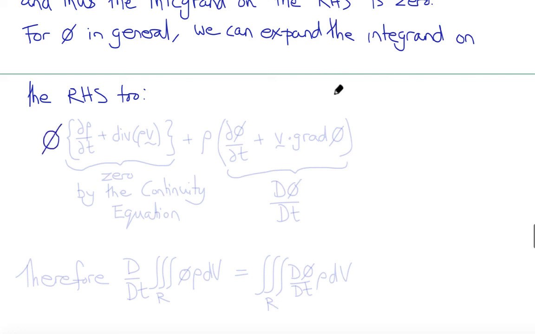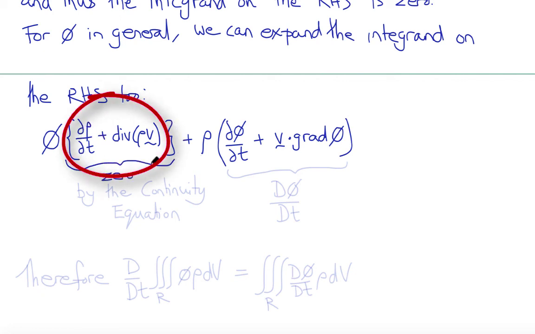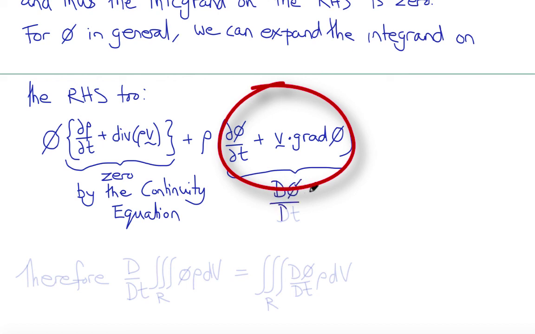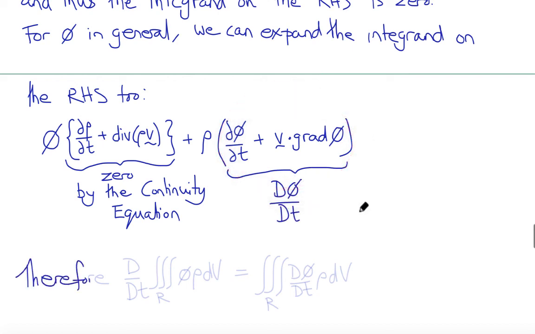Now, in general, when phi is not equal to 1, we can expand the integrand on the right-hand side as well to get phi times (∂rho/∂t plus div of rho v) plus rho times (∂phi/∂t plus v dot grad phi). Now notice that this first term is in fact the Eulerian form of mass conservation times phi, which is therefore 0 by the conservation of mass. And the second term is just rho times the material derivative of phi. Therefore, we've shown that the material derivative d/dt of the volume integral over R of phi rho with respect to volume dV is equal to the volume integral over R of the material derivative of phi with respect to t, times rho, integrated over the volume.